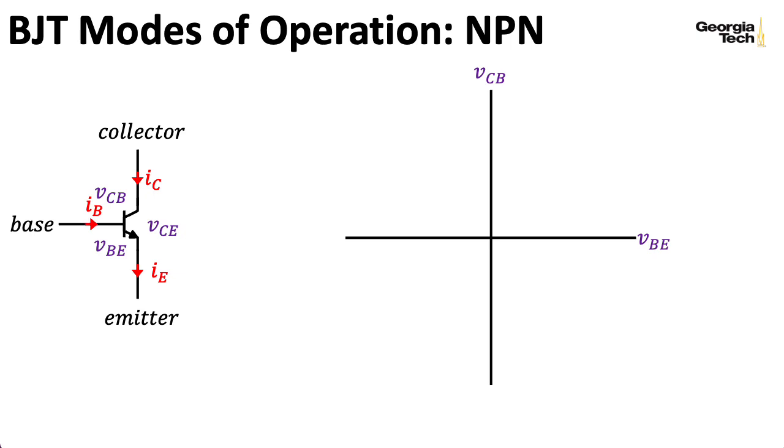So here I've drawn a typical symbol for an NPN transistor. An NPN transistor has some N-type material on its collector and its emitter, and it has some P-type material in between. And that's pretty much all I'll say about the device physics of devices like this.